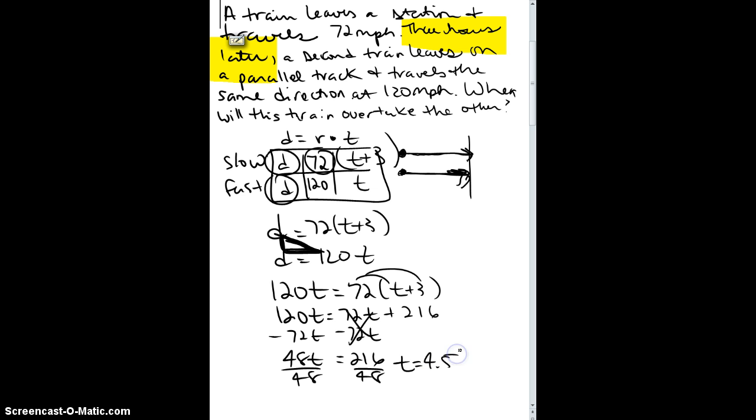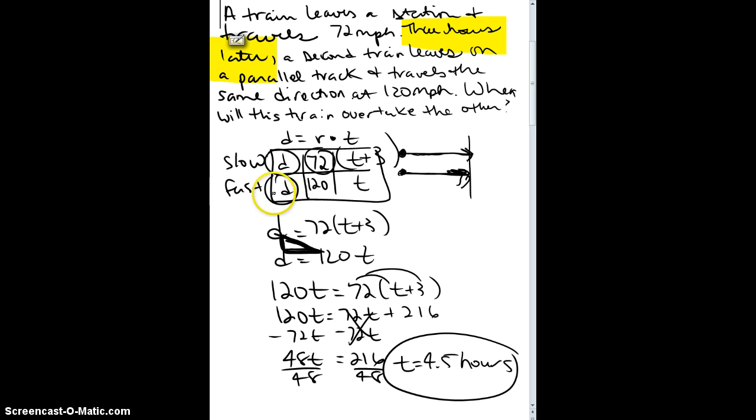Now again, make sure you answer the question because it might ask at what distance, but it says when. When will this train overtake? So when is a time question. So the fast one will take 4.5 hours to overtake. Now, if I asked for how long has the slow car or train been on the track, I'd have to take 4.5, add 3, so 7.5 hours is how long the slow car's been on the track.